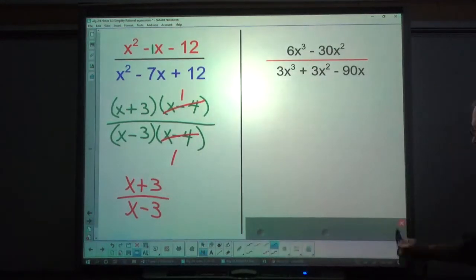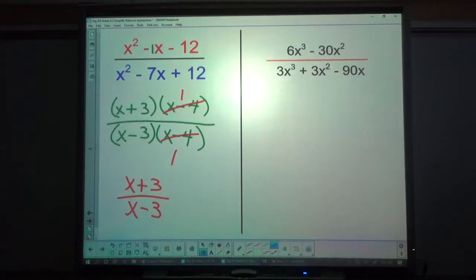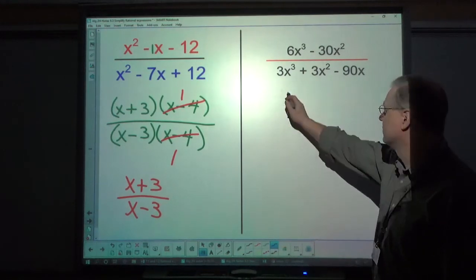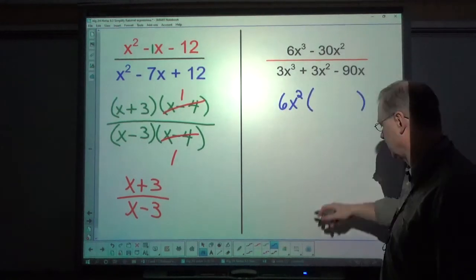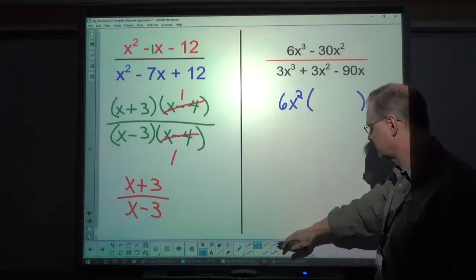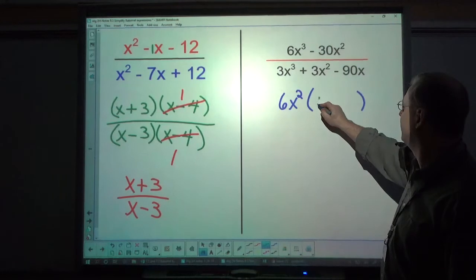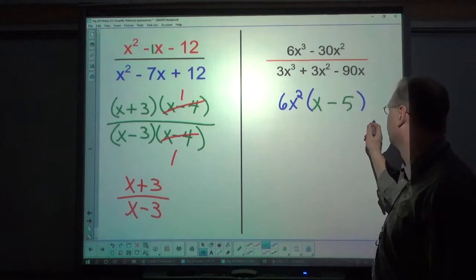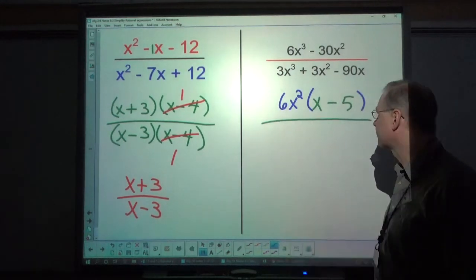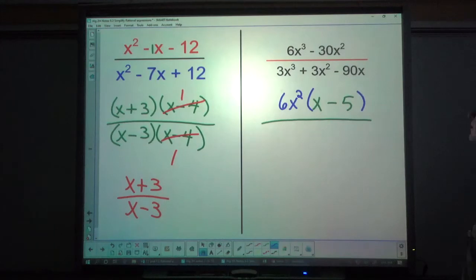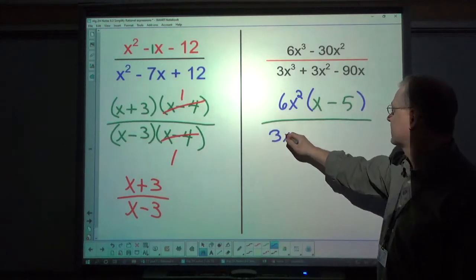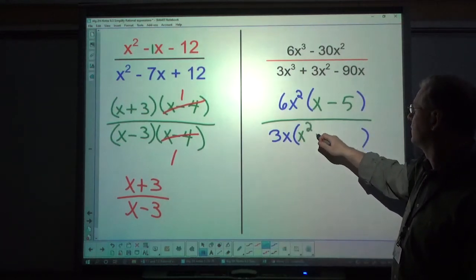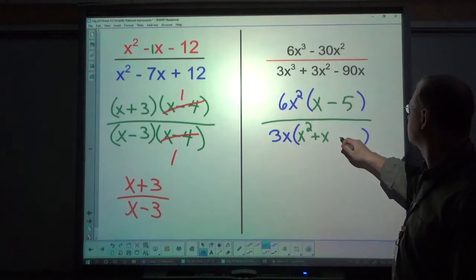Let's take a look at this one. GCF on top, let's see, 6x squared. I'm going to factor out a 6x squared, and I get x minus 5, the x squared's gone. Okay. On the bottom, I'm going to factor out 3x. That leaves me x squared plus x minus 30.